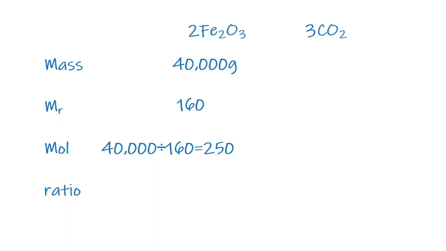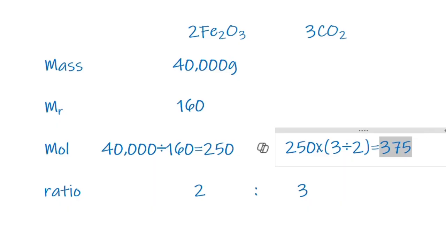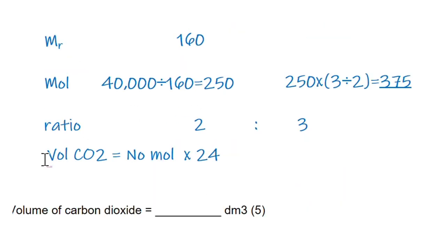Then we look up to the equation for the molar ratio between the iron oxide and the carbon dioxide, and you can see that it's 2 to 3. So for every 2 moles of iron oxide, we get 3 moles of carbon dioxide. So if we've got 250 moles of iron oxide, we must have 250 multiplied by 3 divided by 2, which comes to 375. And this is worked out from that molar ratio. So now we have the number of moles of carbon dioxide produced.